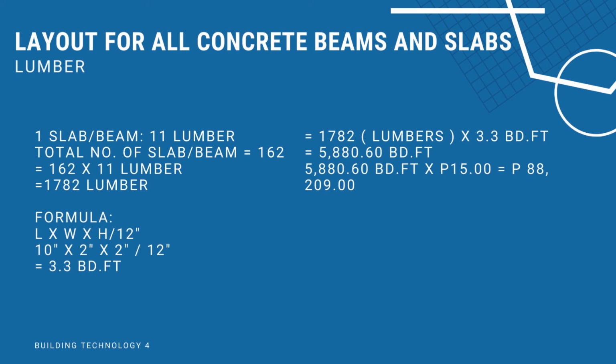To calculate for the lumber, one slab or beam is to 11 lumber. So the total number of slabs is equal to 162. We multiply 162 times 11 lumber. So the lumber is equal to 1,782.